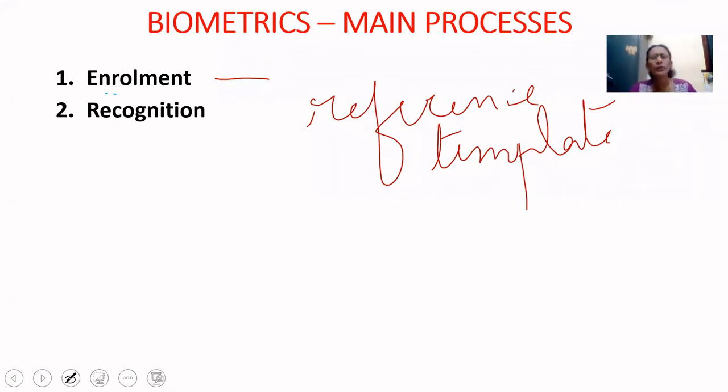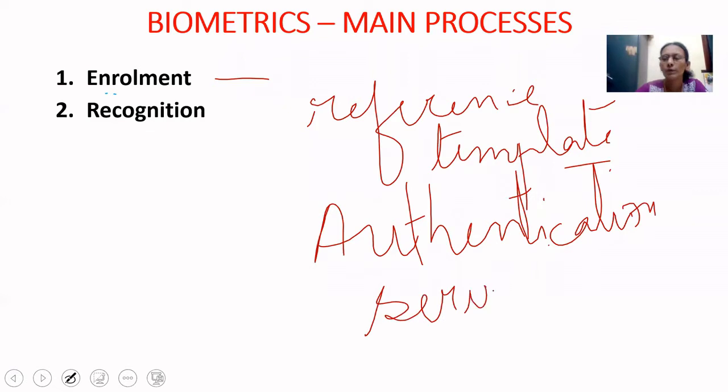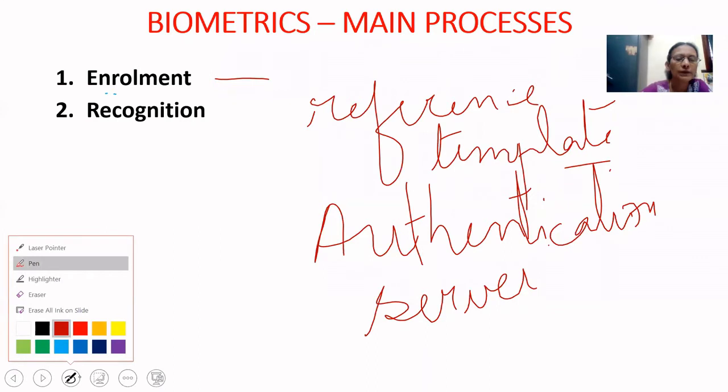Now, where is it stored? It is stored in an authentication server. Also, in some cases, they may be securely stored in the e-passport or a smart card that a person is holding. So that is the enrollment phase, wherein we take the reference templates and store them in our database.